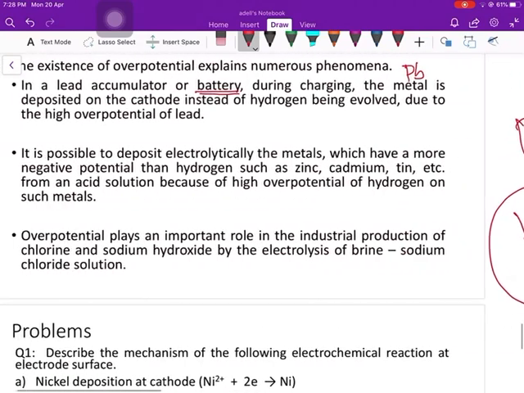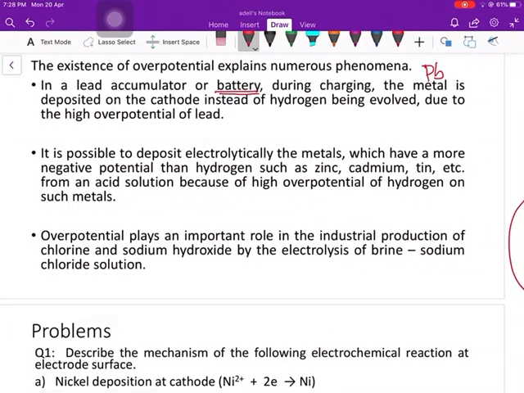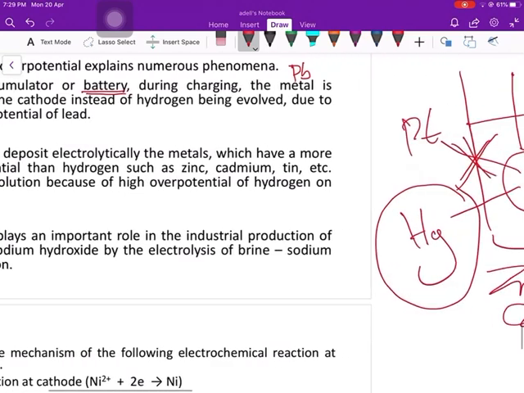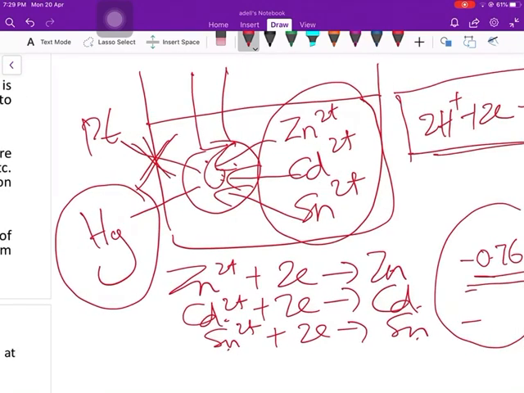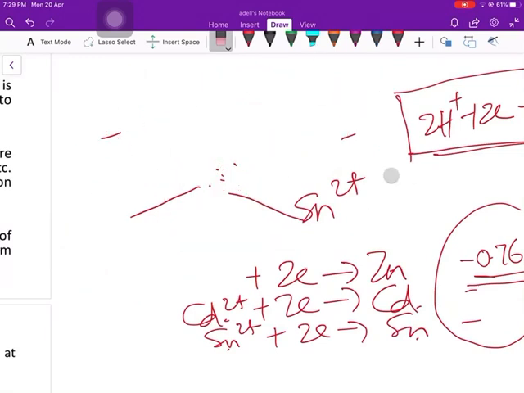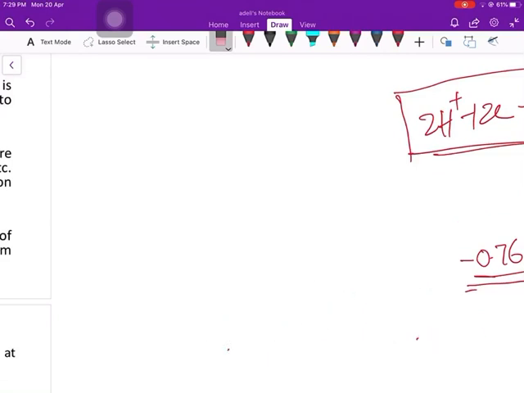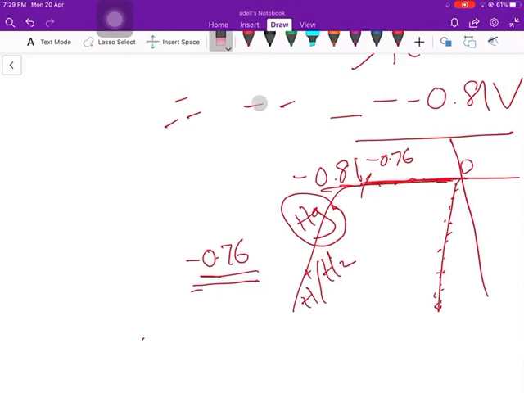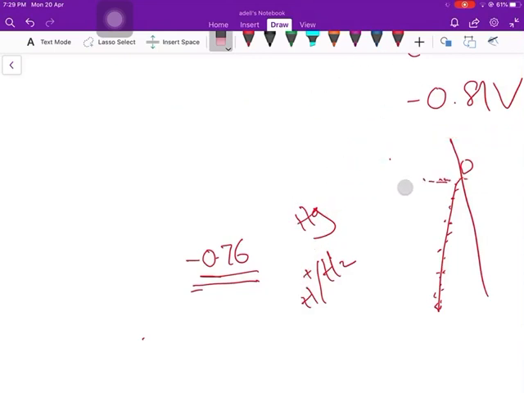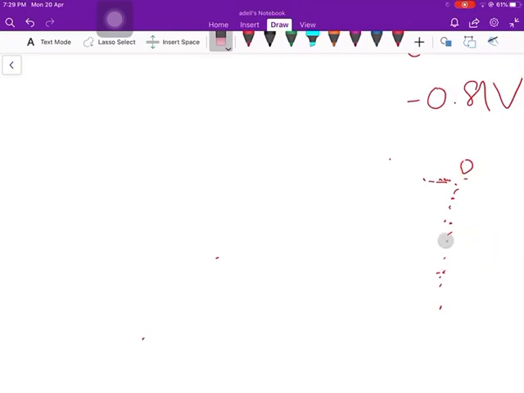That is the good thing about the overpotential of different materials. The last one: overpotential also plays an important role in the industrial production of chlorine and sodium hydroxide. This is the chloralkali industry, using brine, sodium chloride solution. If you still remember the chapter 1A about electrolysis, the chloralkali industry, there are two ways of producing chlorine instead of oxygen.